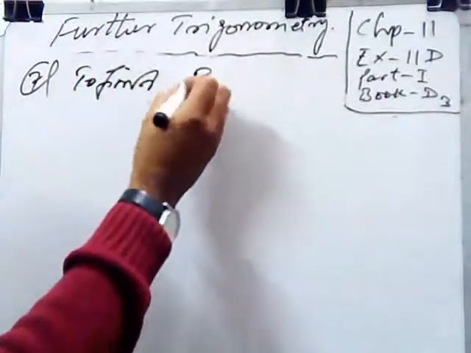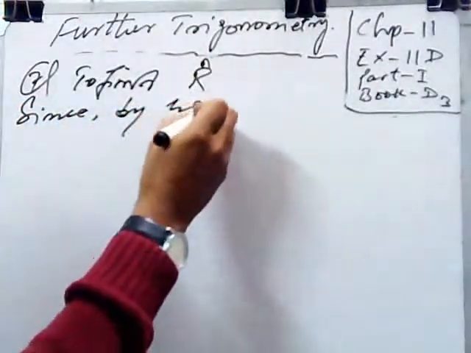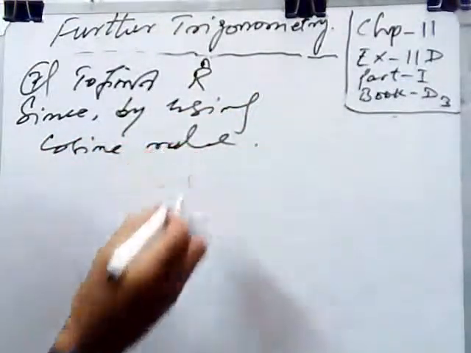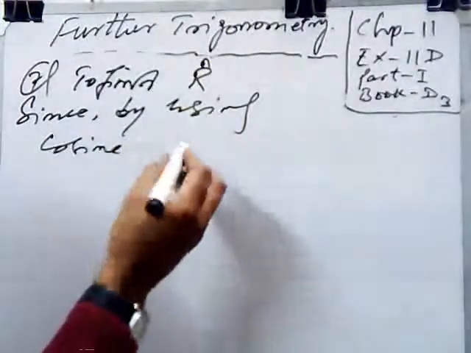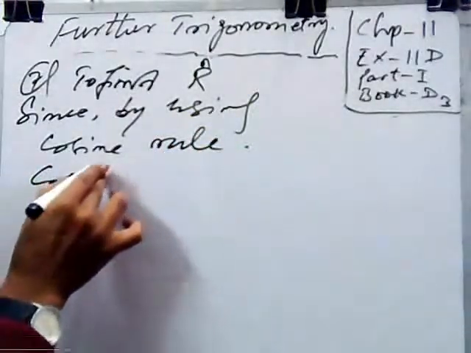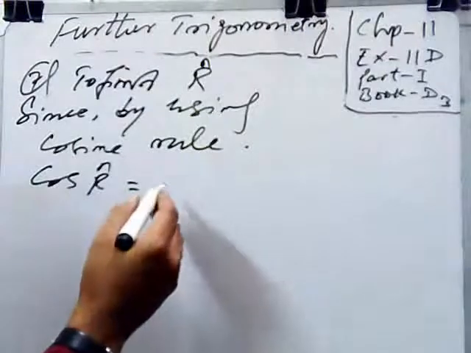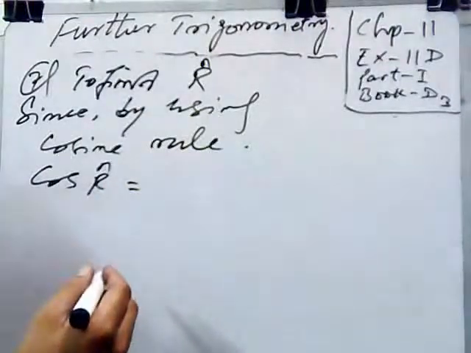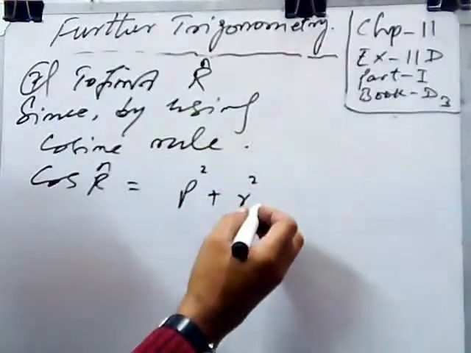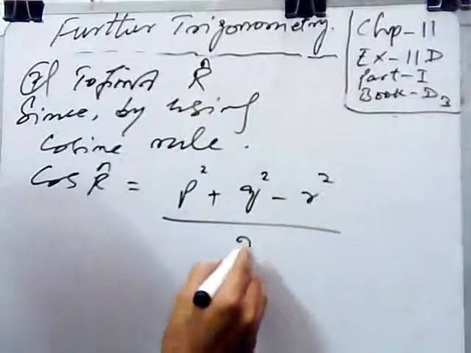To find angle R, by using the cosine rule, cos R is equal to P square plus Q square minus R square divided by 2PQ.